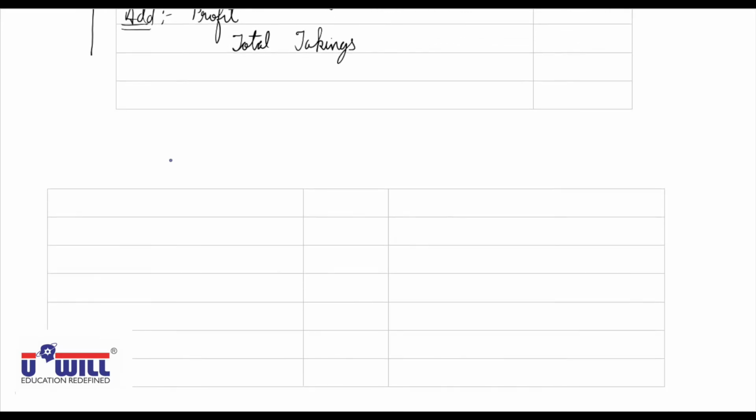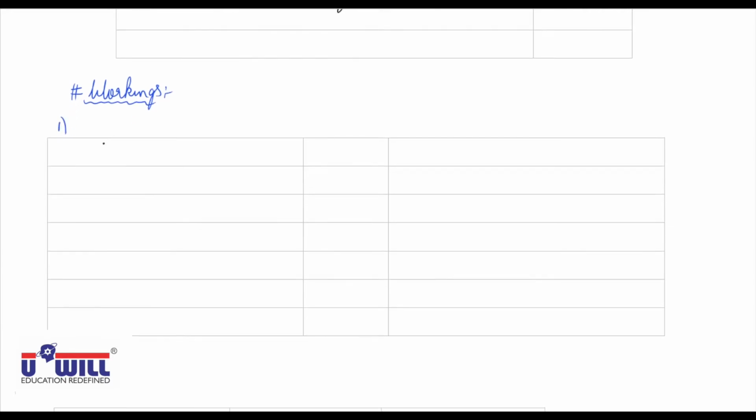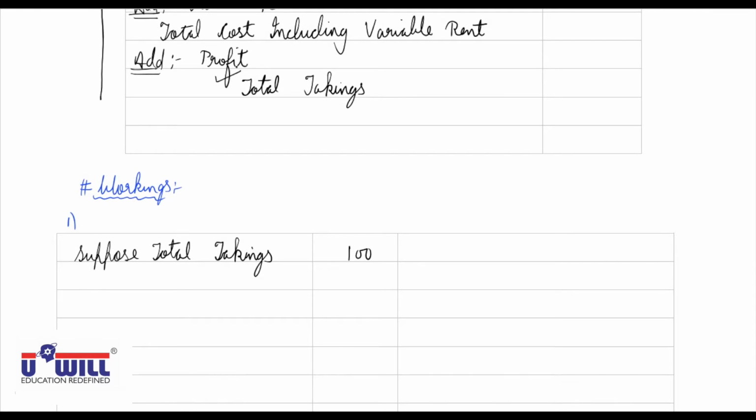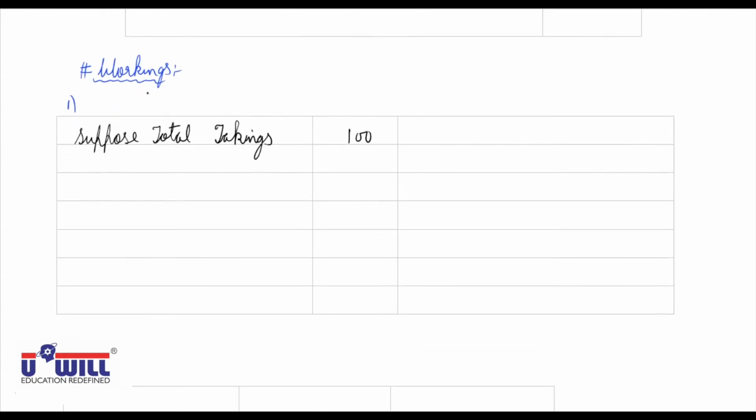Below this table, give the heading as working note 1. In that we'll go reverse. So we'll start with, suppose, total takings is equal to 100. Now this plus will become minus. We'll subtract profit from that.